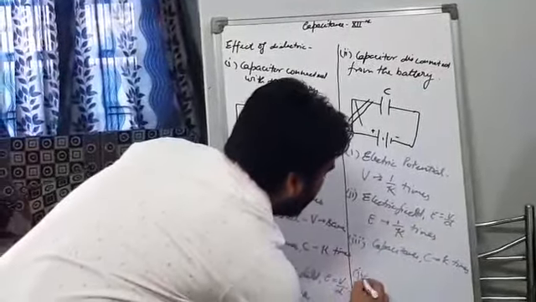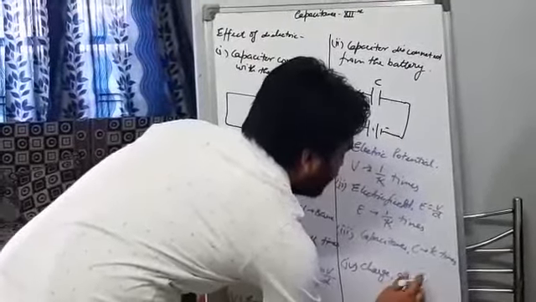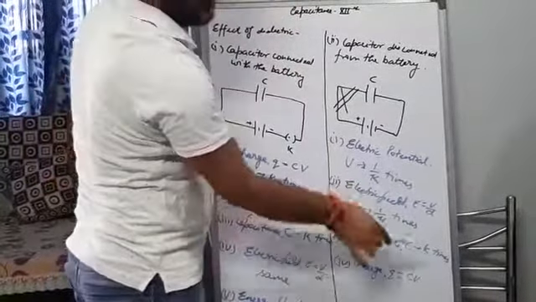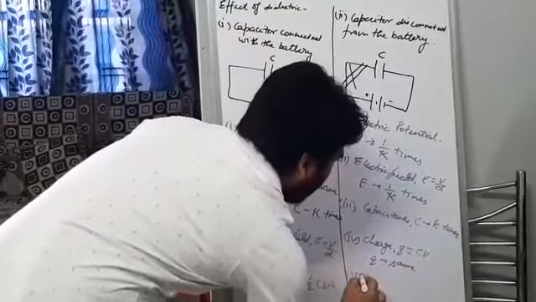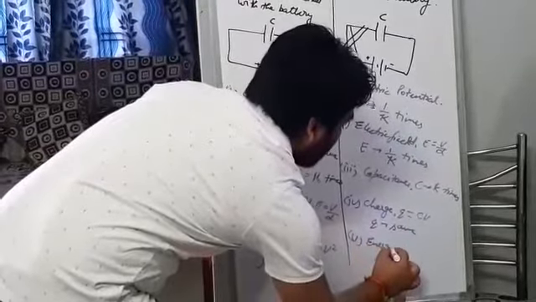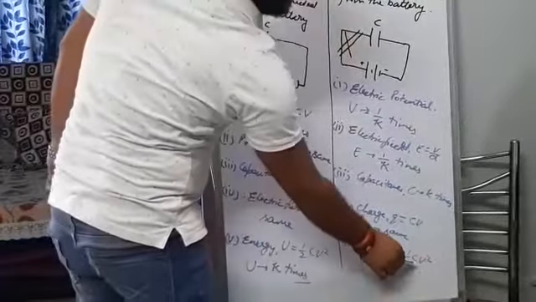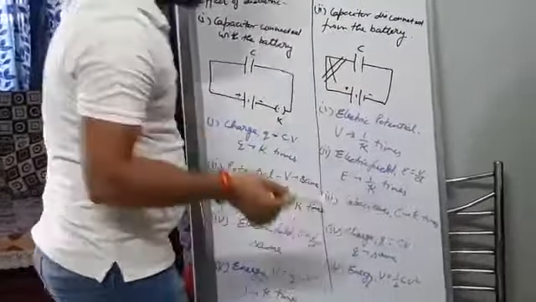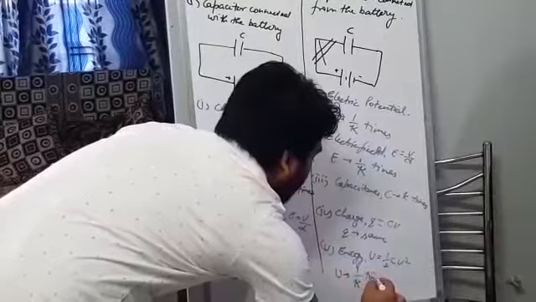Now I am solving the fourth one, that is charge. Q equals what? CV. Now just look. C is K times, V is 1 upon K times. K and K cancel, so obviously charge will be the same. Now the fifth one, that is energy. U equals half CV squared. C is K times, V is 1 upon K times, and V has the square, that means 1 upon K squared. So the energy will become 1 upon K times.